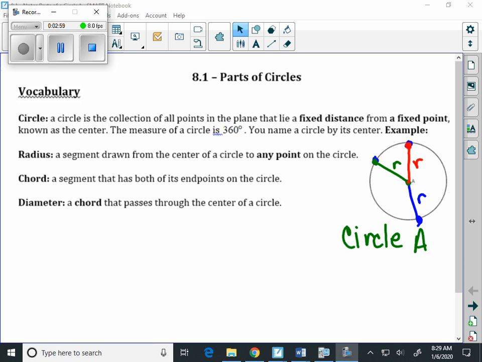And then a diameter is a chord that passes through the center of the circle. It would have both endpoints on the circle, so it is a special chord that spans the entire length of the circle. Again, you're familiar with that vocabulary.